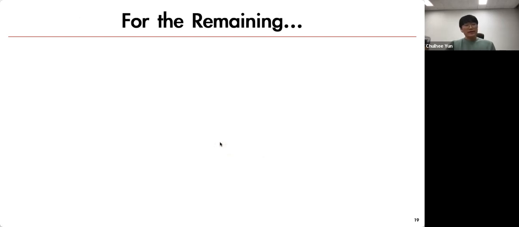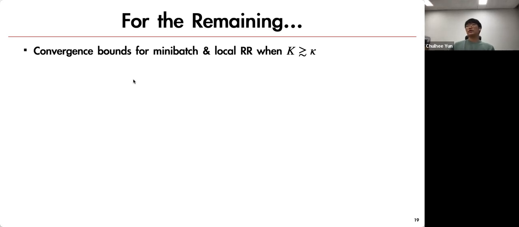All right, so we finally finished setting up the table. So it's time for the main results of this paper. I'm going to show you the upper bounds on the convergence of the minibatch random reshuffling and local random reshuffling algorithms, provided that the number of epochs k is larger than a threshold, which is on the order of kappa. So for this large epoch regime, we prove this upper bound on the convergence rate.